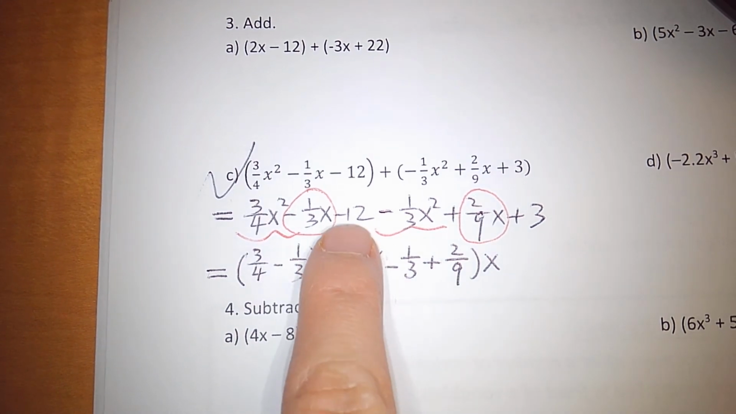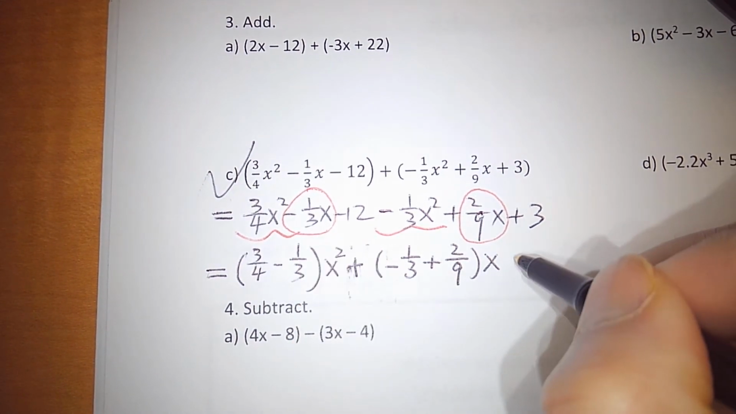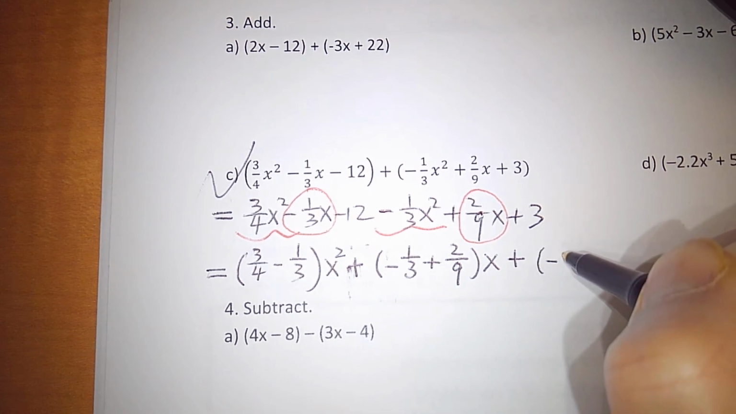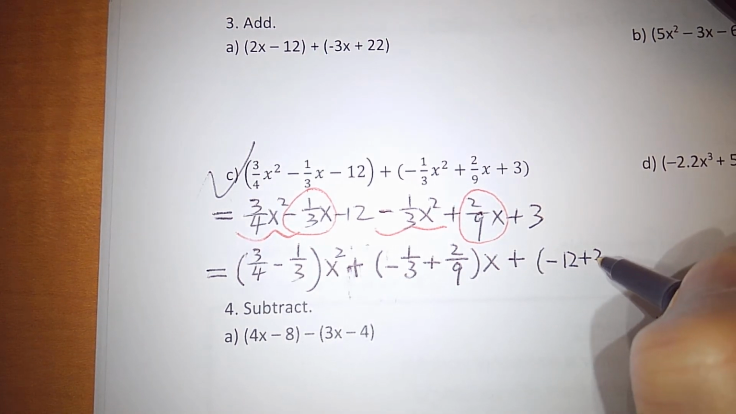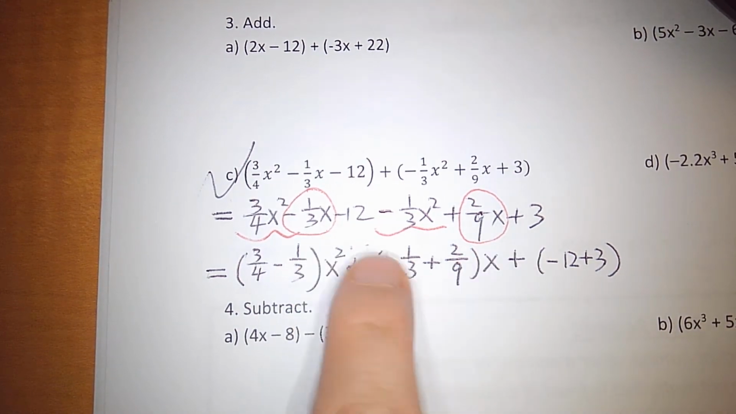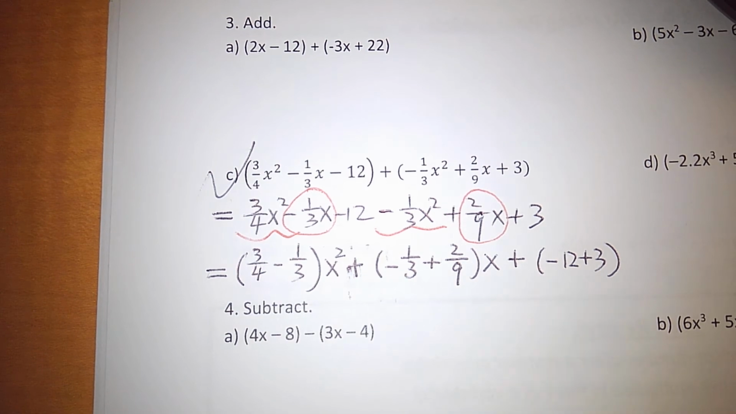Okay, and also we have two like terms. So we have plus negative 12 plus 3. Well, you can just copy minus 12 plus 3, right? Negative 12 plus 3, either way, right?